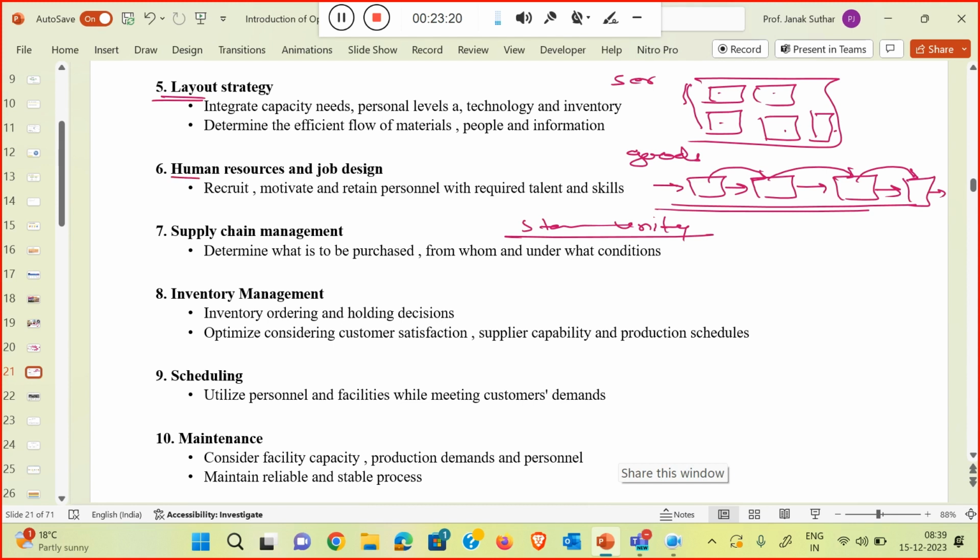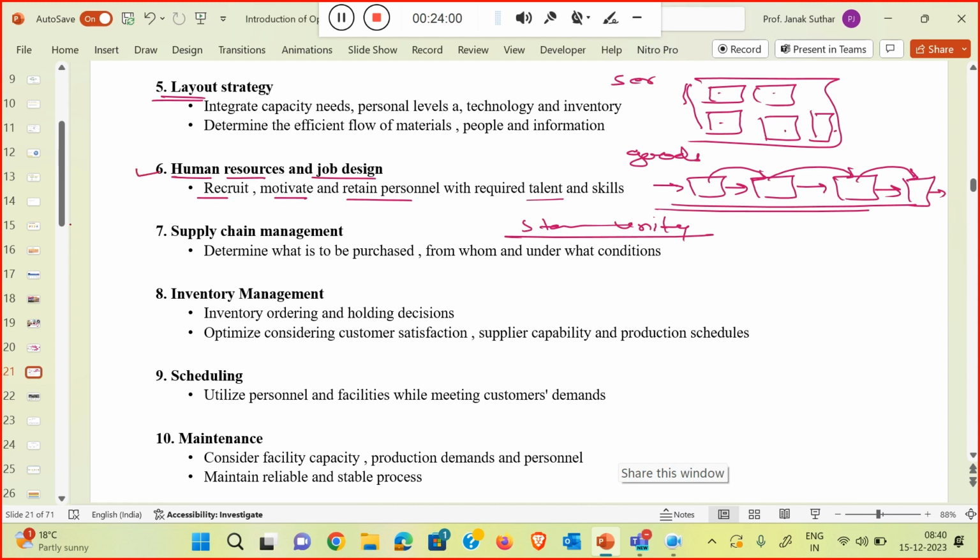So the next is what type of human resources and job design. What type of skill is required inside the organization? According to that, you will do the recruitment, you will motivate, you retain the personnel, and you will even provide training, workshops, all these things to your human resources. And you will see whether we have the proper required talent inside the organization to produce that particular product and to provide that particular service. Do we have proper human resources or not? So that is also one of the decision strategies of the operations management area.